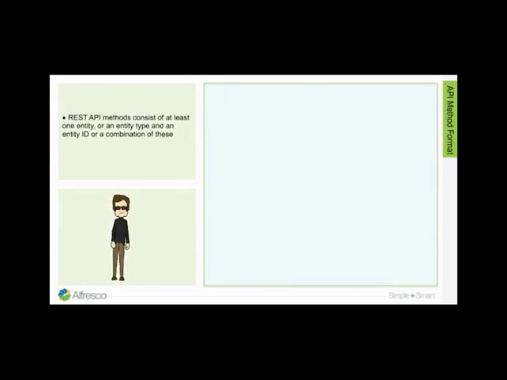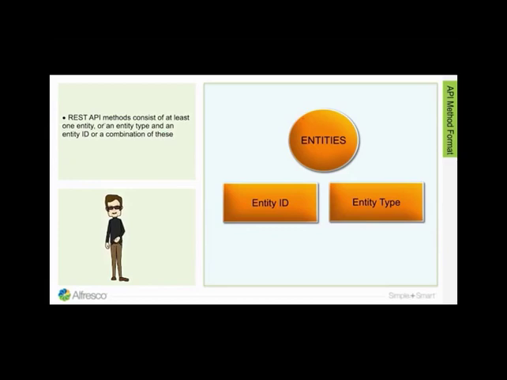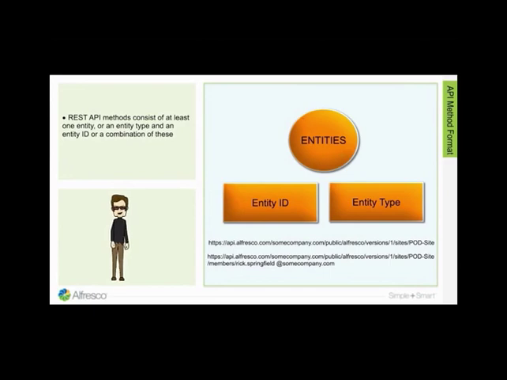The REST API must contain at least one entity. This could consist of a single entity, or an entity type and ID, or any combination of these parameters. In the first example here, we are specifying a site entity and declaring the site ID to be a pod-site. In the second example, we have concatenated the site ID with a specific site member, in this case, Rick Springfield.